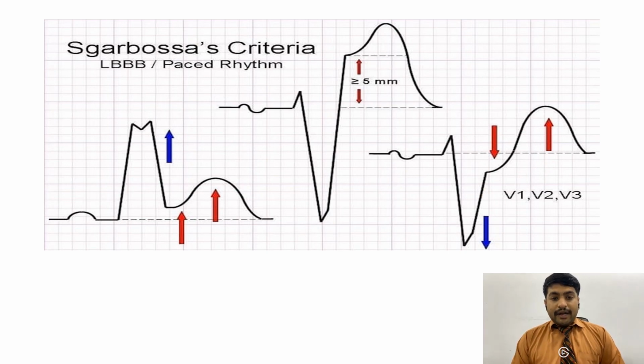Alright. But a problem that arises at this point is that although this criteria is very sensitive, it is not specific. So we have another criteria that is called Smith Modified Sgarbossa criteria.